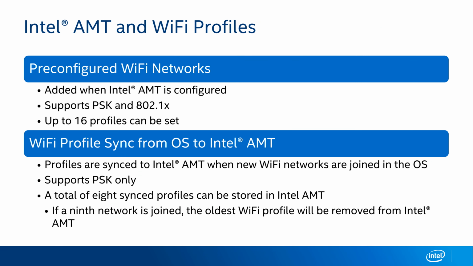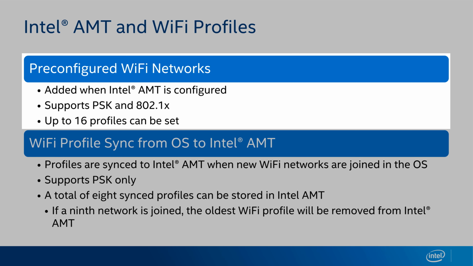We mentioned Wi-Fi networks, and I wanted to talk about that a little more. So when you configure Intel AMT, you have the option of providing a configuration profile with some pre-configured Wi-Fi networks. So when you use pre-configured Wi-Fi networks, you can support both pre-shared key models and 802.1x authentication, and you can set up to 16 of these profiles in total.